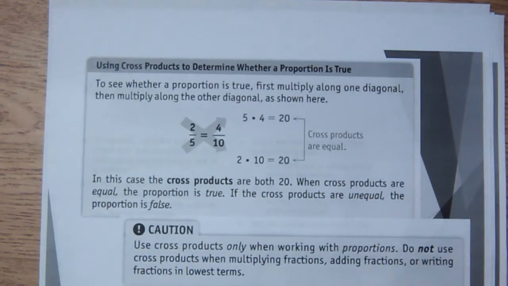Now, often students will make a mistake using cross products to add or multiply or divide fractions instead of getting common denominators. You can only use the cross product when working with proportions. Do not use cross products when multiplying fractions, adding fractions, or writing fractions in lowest terms. It will give you the wrong answer. Let's look at some examples.